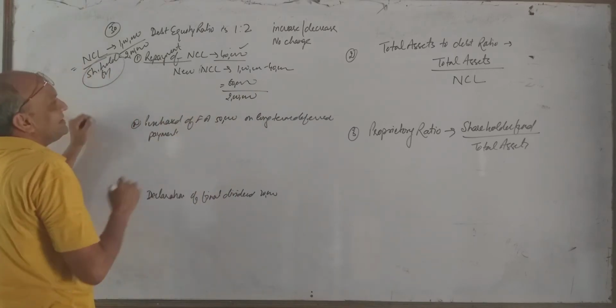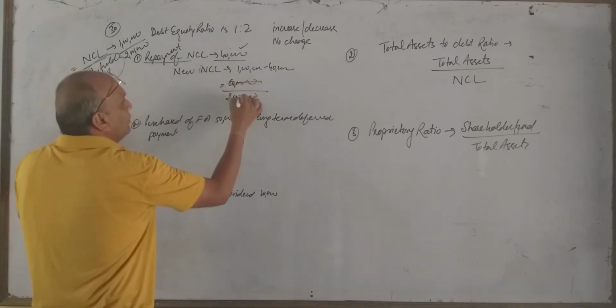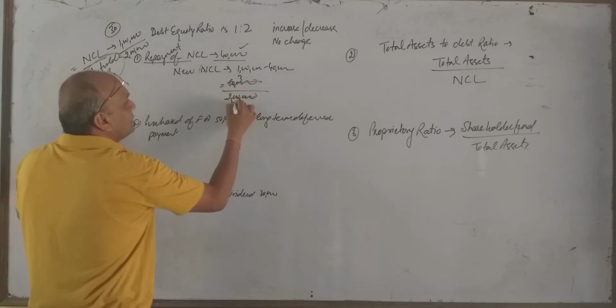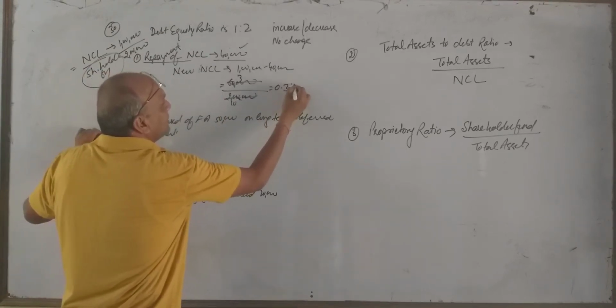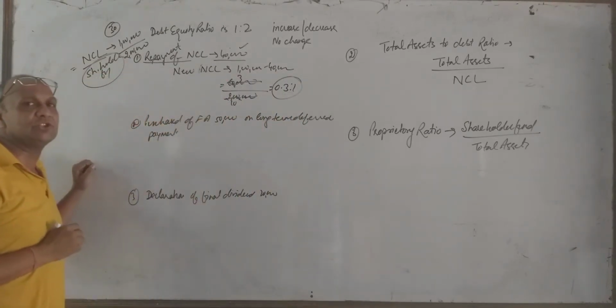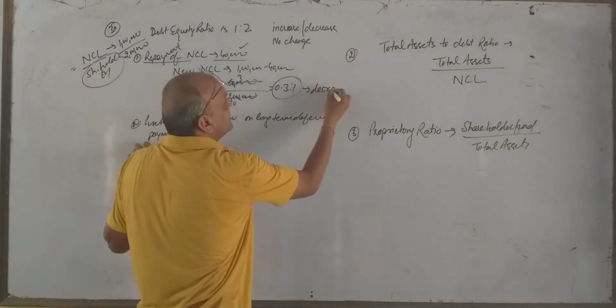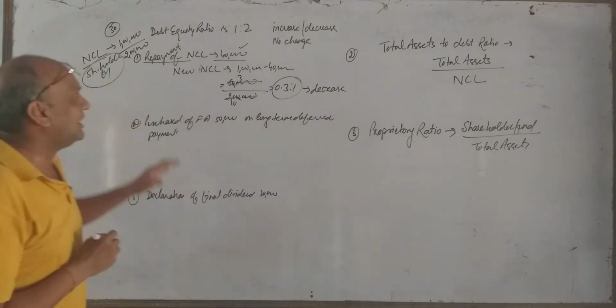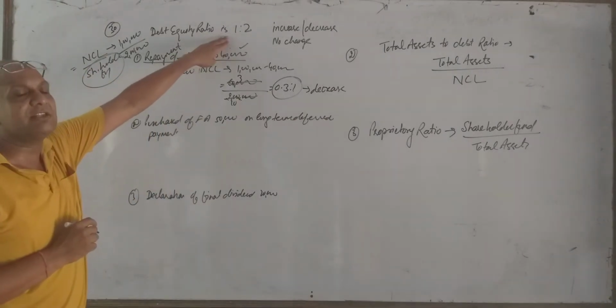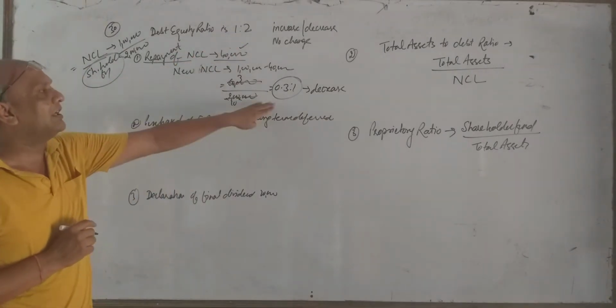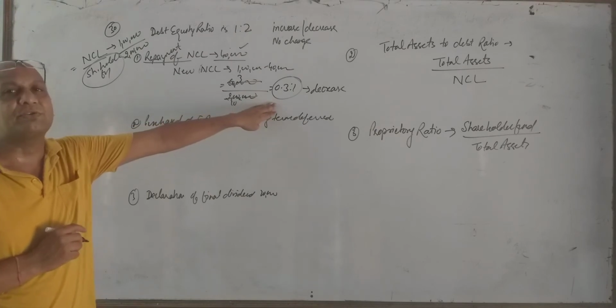So NCL upon this, 0.3:1. So what is our answer? Our answer is decrease. Because earlier non-current liabilities were half of the shareholder fund, but now non-current liabilities are reducing.